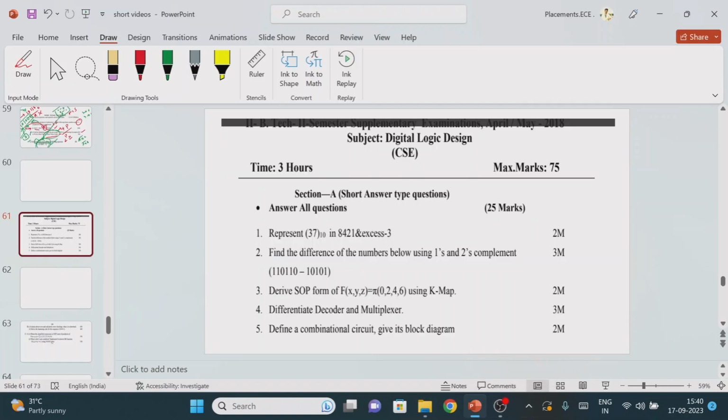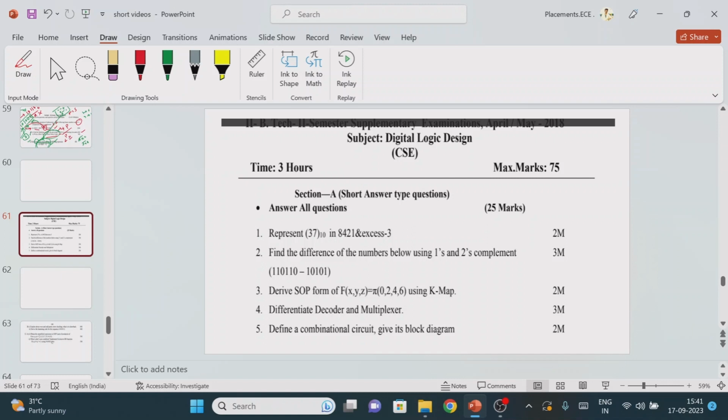Hello guys, welcome back. In this class, we'll try to solve some more problems. If you see the first given question, represent the decimal number 37 in terms of the BCD number system. By default, BCD code is the 8421 code, and they are asking us to find it also in terms of the XS3 code word, right?